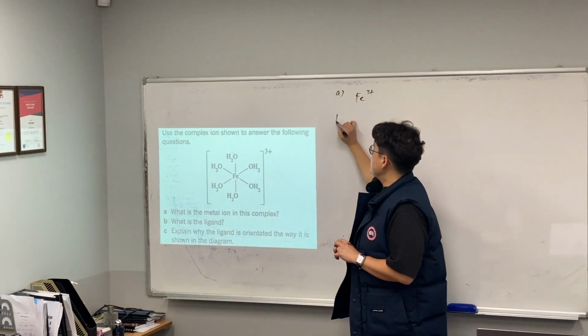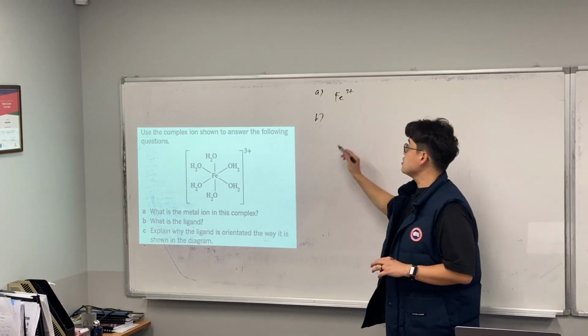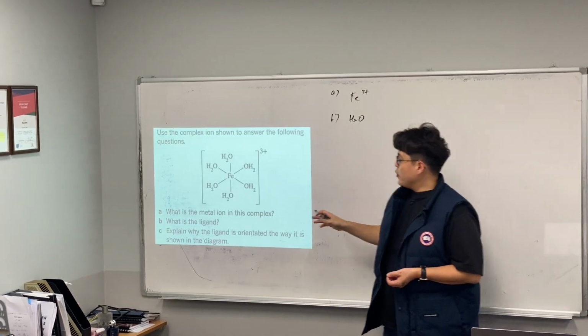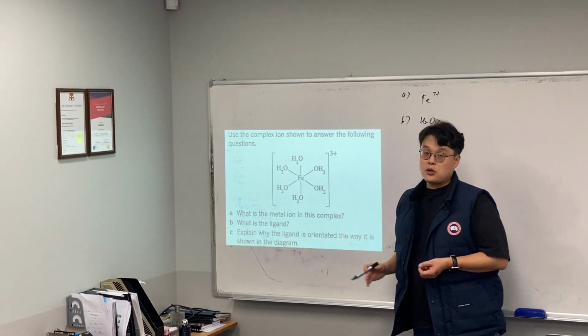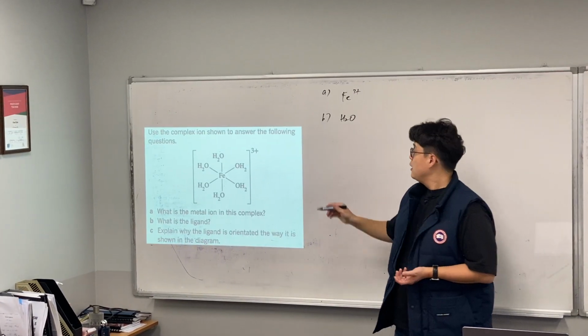What about the ligands? What ligands are attached in here? We can see the ligand attached is simply water, called hydrated. So how many do we have? We have 1, 2, 3, 4, 5, 6 again. So hexahydrated forms of that complex ion.